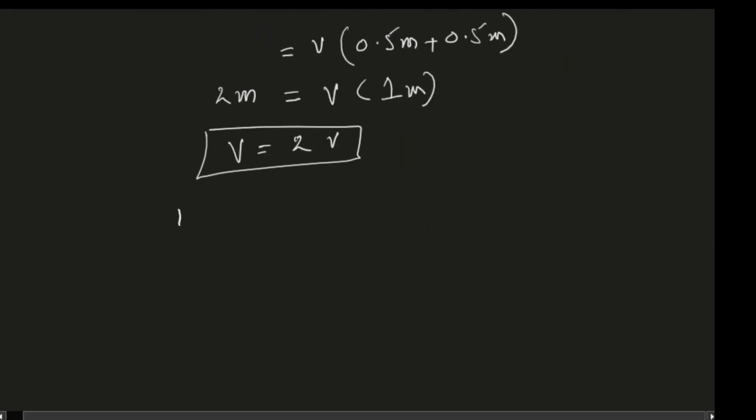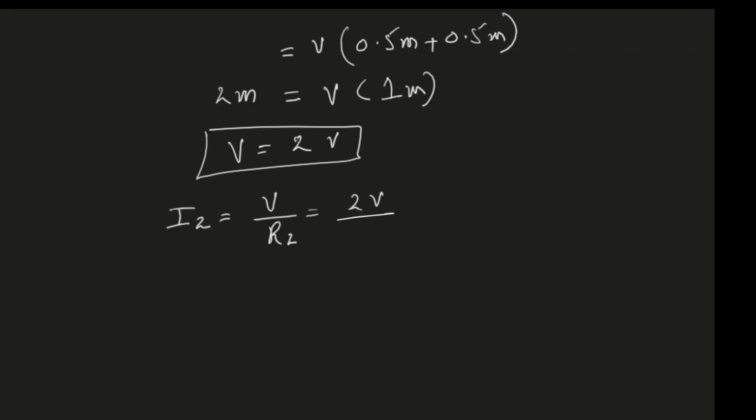So from Ohm's law, I can say that I2 will be equal to the voltage divided by the resistance, which is 2 volts divided by 2 kilo ohms, which is 1 milliampere. So I2 is 1 milliampere. Similarly, I3 will be 2 volts divided by 2 kilo ohms, which is also 1 milliampere. So we have now found the values of the currents that will flow in the two resistors.